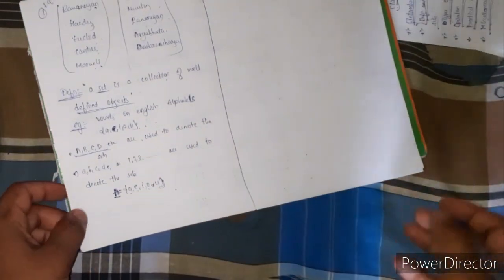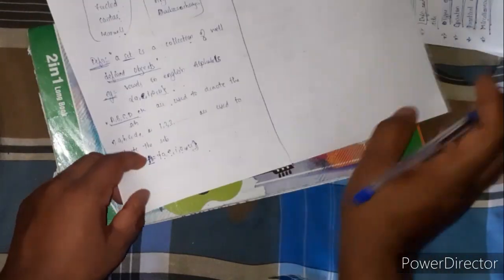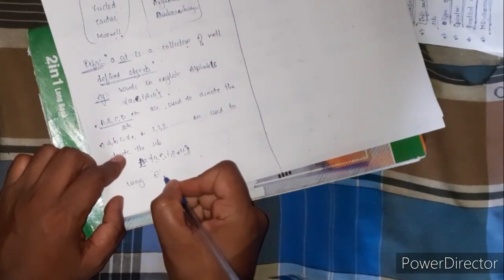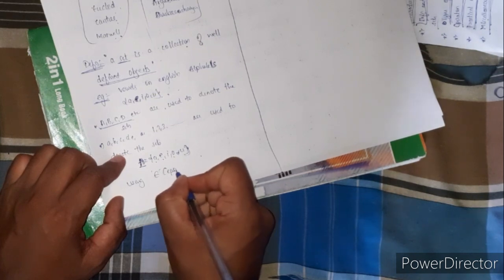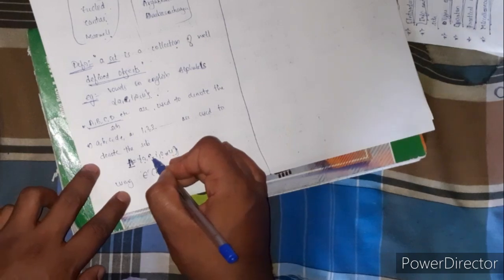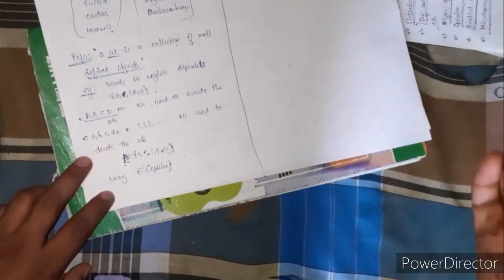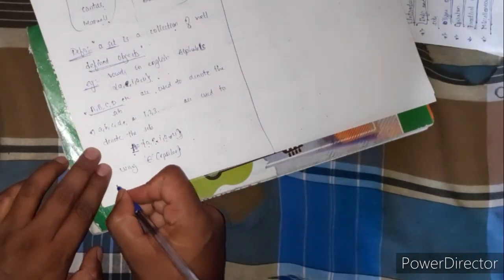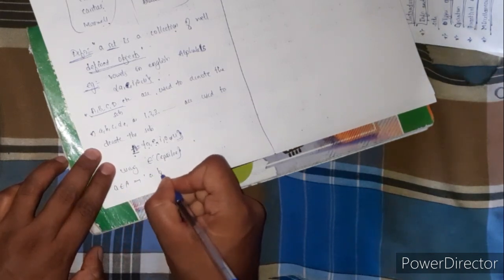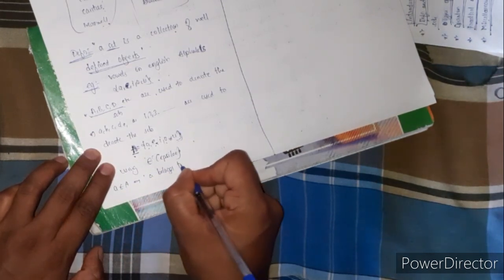Now, using the Greek letter epsilon, I can say whether an element belongs to the set or does not belong to the set. So a belongs to A. We can read it as a belongs to A.